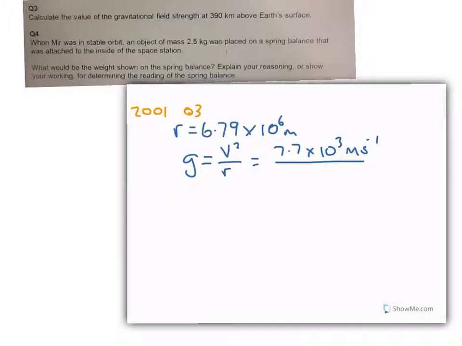divided by 6.79 by 10 to the 6 metres. Now remembering we have to square the top line, important that you do that. And we plug that into the calculator, and that should give you a value of 8.78 newtons per kilogram, which is the size of gravity up there. Moving on to question 4.